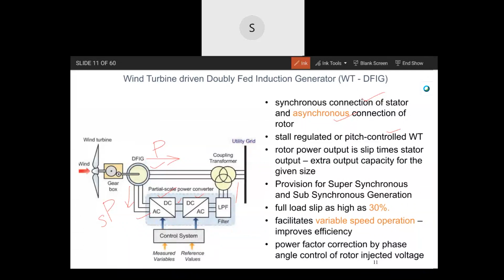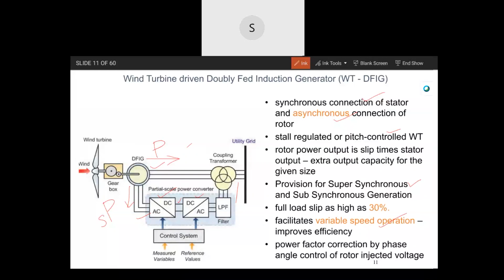If it's a 1 megawatt machine, 1000 kilowatts will be coming from the stator, and 300 kilowatts you can get from the rotor with a 30% slip. So that is one advantage of the DFIG. And then there is provision for super synchronous generation and also subsynchronous generation. We'll see that. It's a variable speed operation, and a 30% variation in speed will be possible.